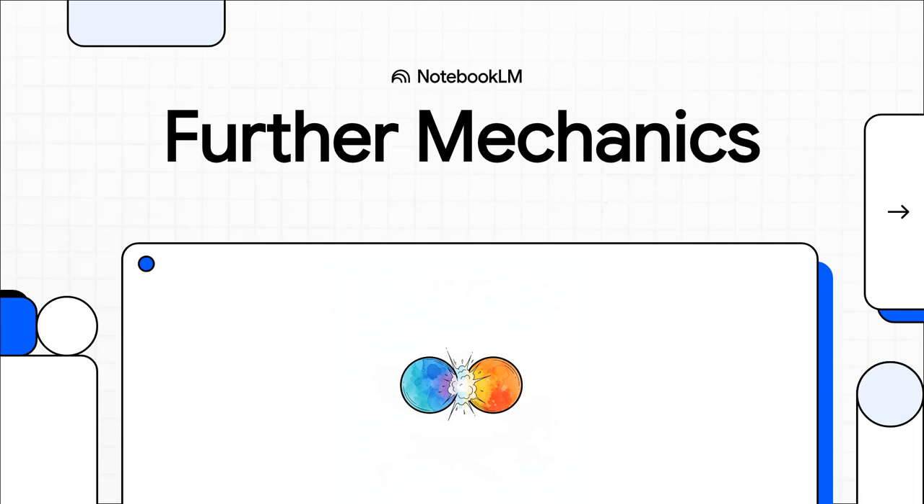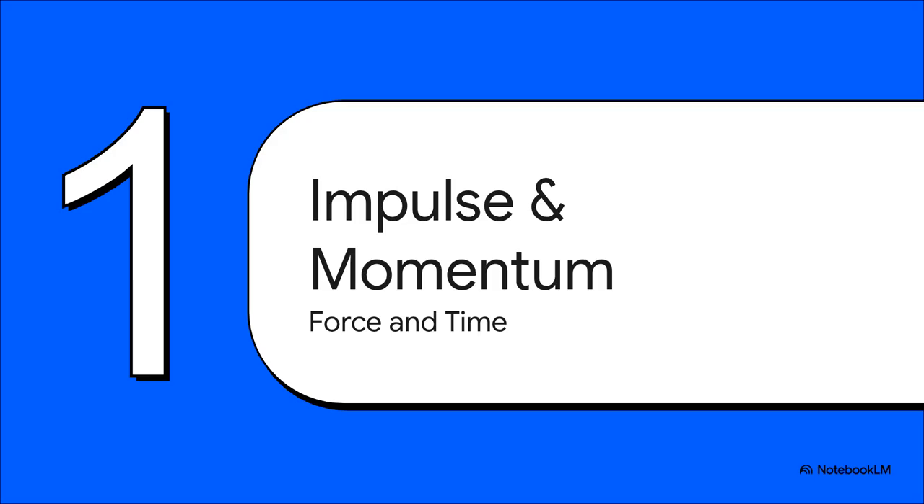All right, let's dive into some further mechanics. We're going to explore the direct link between force and momentum, and then we'll get into the really interesting physics behind what makes things go in circles. First up, let's tackle the concept of impulse. It's a fundamental idea, and as you'll see, it's really just another way of looking at a change in momentum.